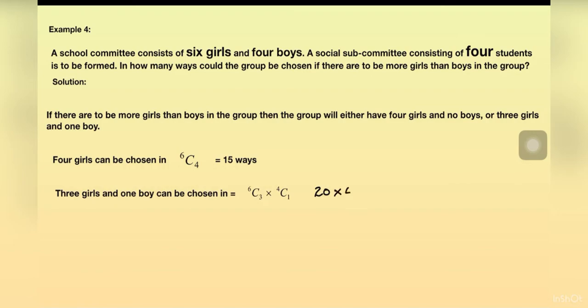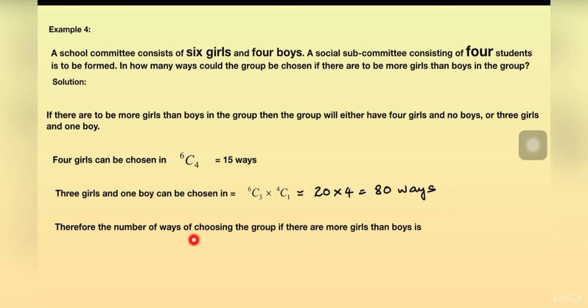Okay, so we have 20 times 4 equals 80 ways. This one, 4 girls can be chosen in 6C4, okay, 4 girls and no boys. So we don't have to choose any boy from these 4 boys. So that's why we only have 6C4. And therefore, the number of ways of choosing the group, if there are more girls than boys, is 15 plus 80, which is 95 ways.